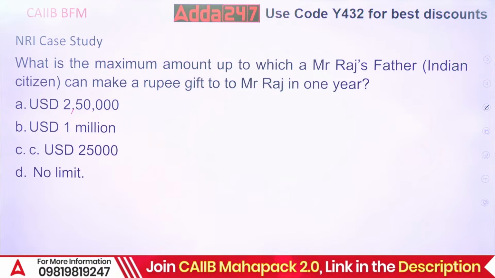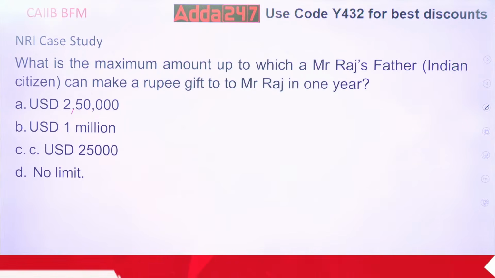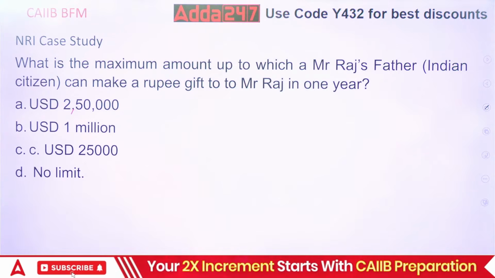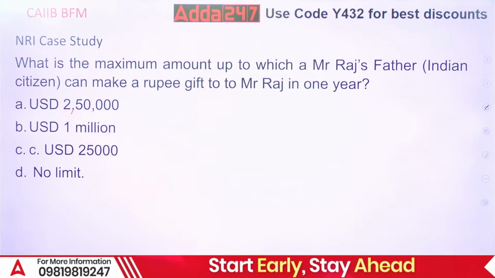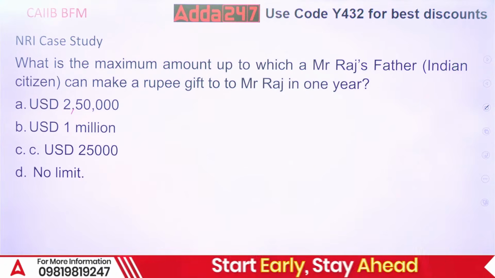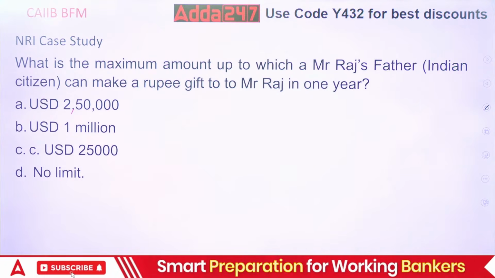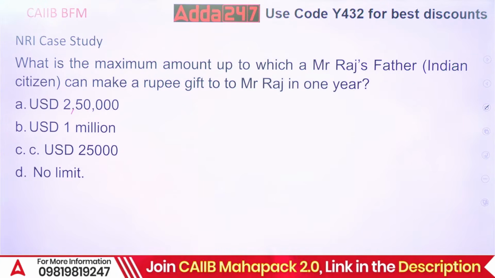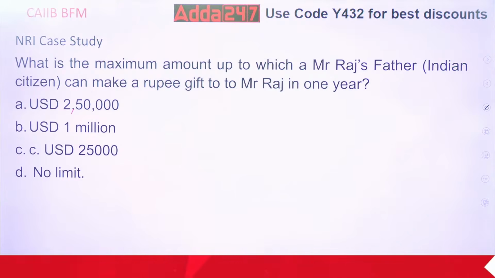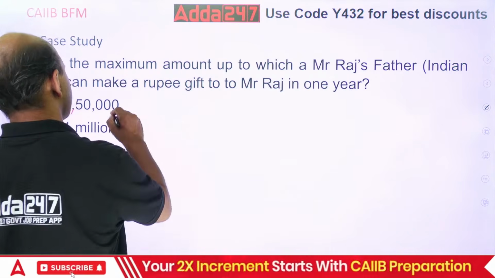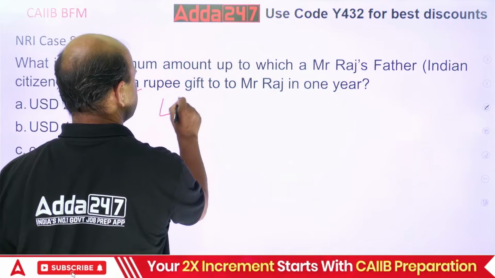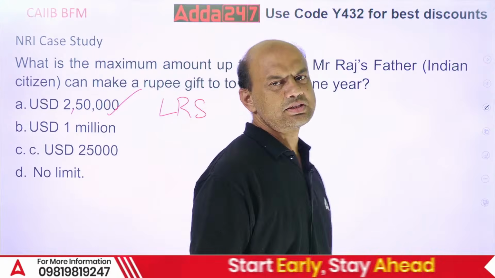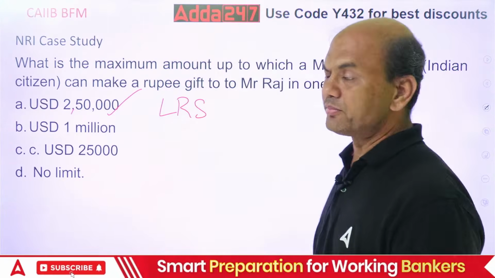Yeah, D is all of the above, Venkatesh. So now this question. What is the question? The answer is 2,50,000. Very good. It is under LRS, the Liberalized Remittance Scheme. This much Mr. Raj's father can give him.